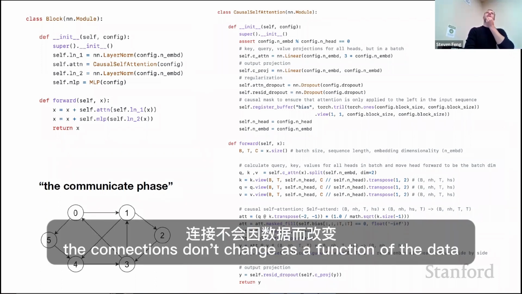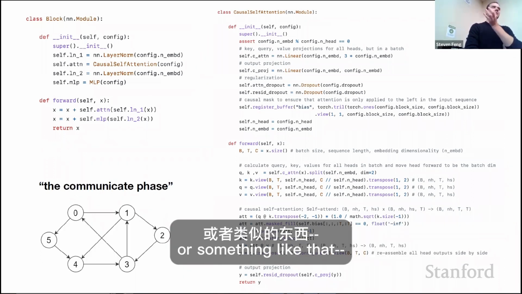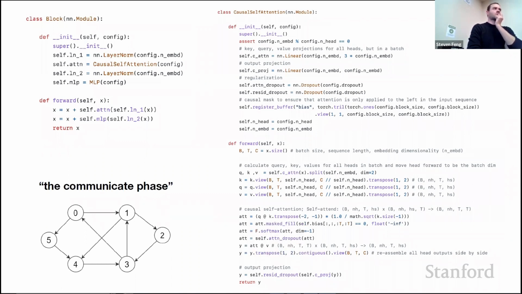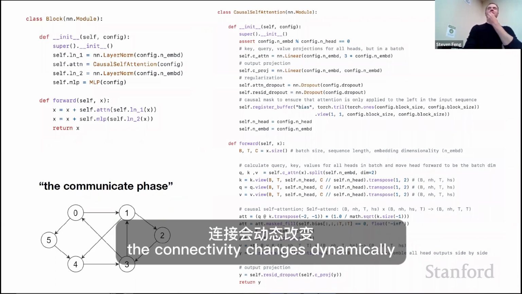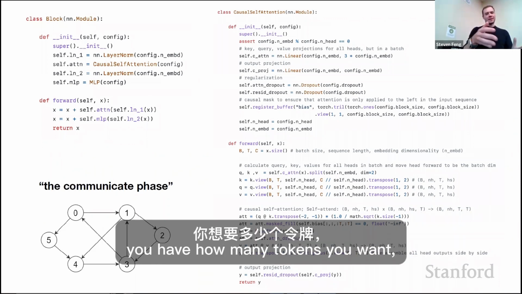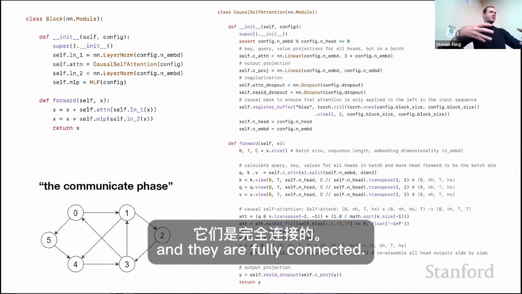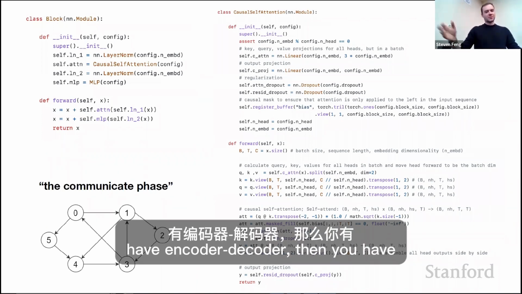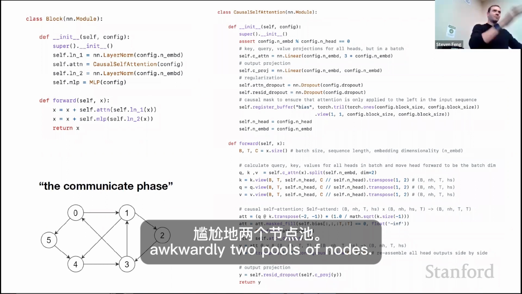Usually the connections don't change as a function of the data. I mean, like with a molecule, an actual graph, they want to apply this, it's not just NLP. I don't think I've seen a single example where the connectivity changes dynamically as a function of data. Usually the connectivity is fixed. If you have an encoder and you're training a BERT, you have however many tokens you want and they are fully connected. If you have a decoder-only model, you have this triangular structure. And if you have encoder-decoder, then you have awkwardly two pools of nodes.